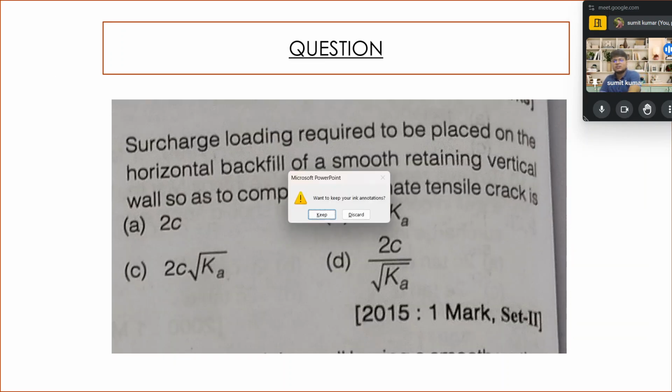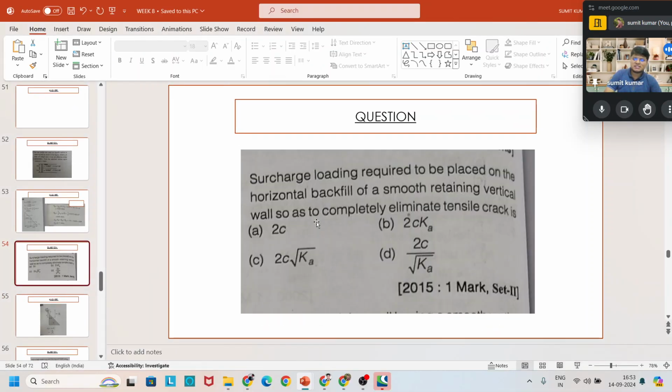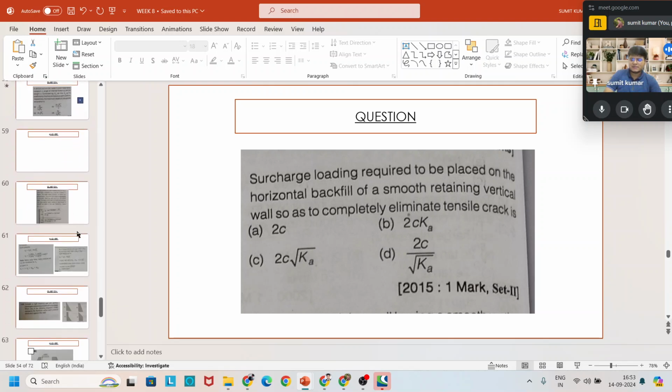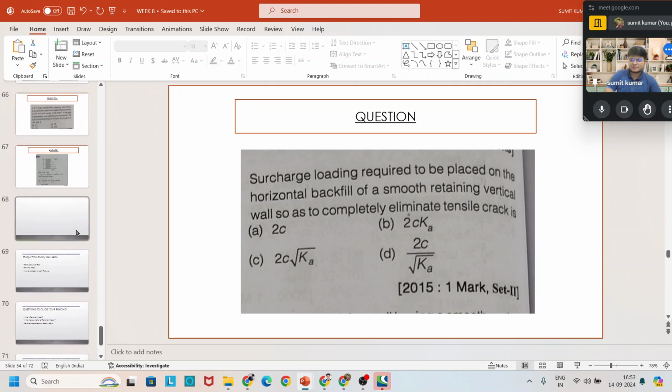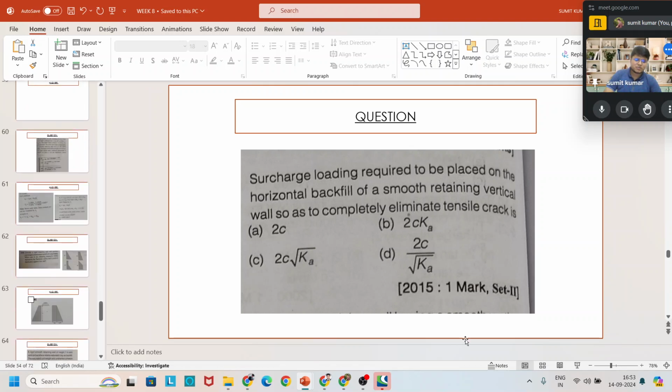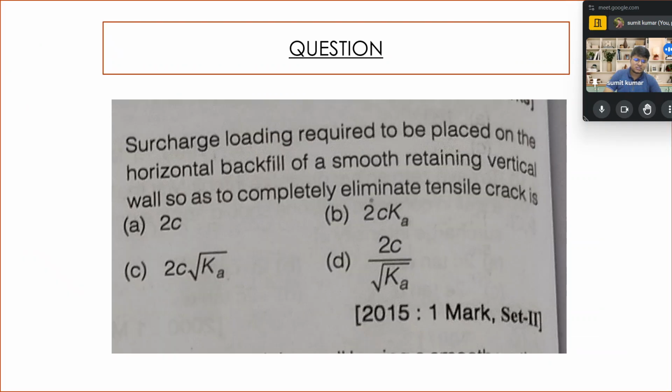Okay, so what we are doing currently is solving the problems of the different aspects which we have, and we will move in the same way up to the end. We have some questions with us. Okay, no problem. We will solve it in the class only.